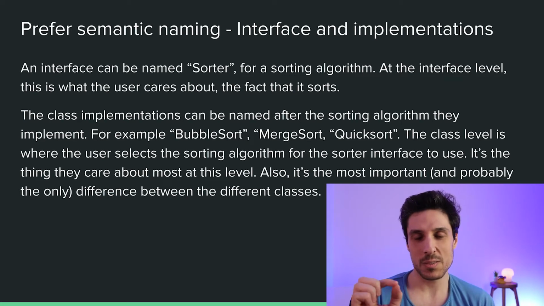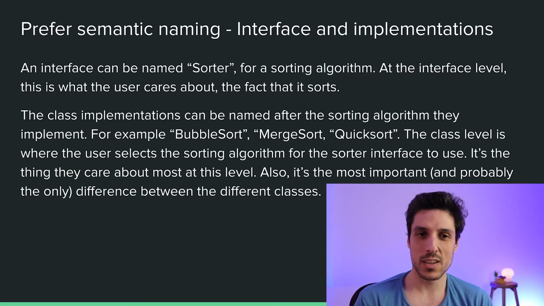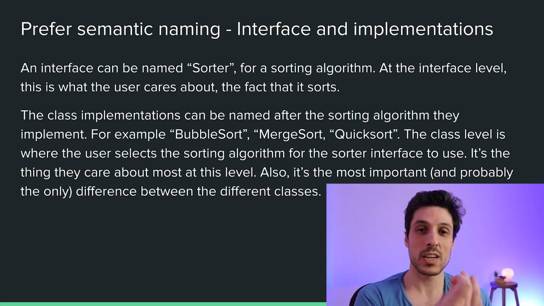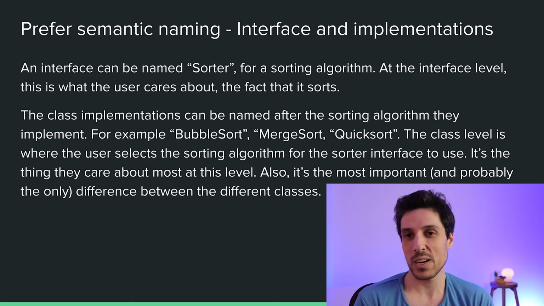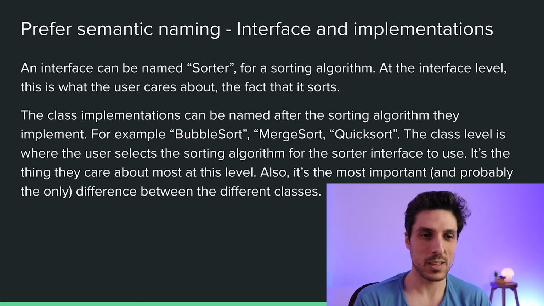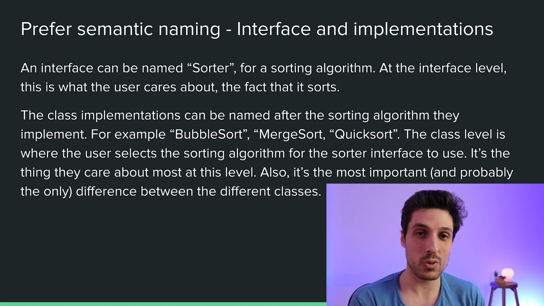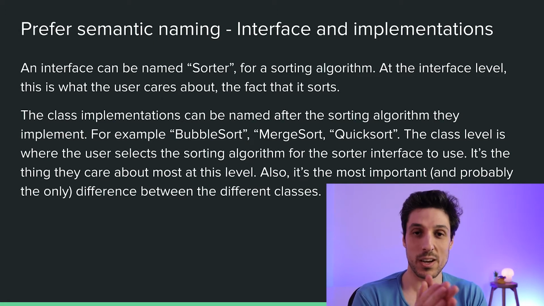And at the class implementation level, the important thing is the implementation of the sorting algorithm, right? For example, you might have classes like BubbleSort, MergeSort, or QuickSort. That's the important bit, because the user would want to know what algorithm they're using, and also the algorithm name is what separates each class from one another.